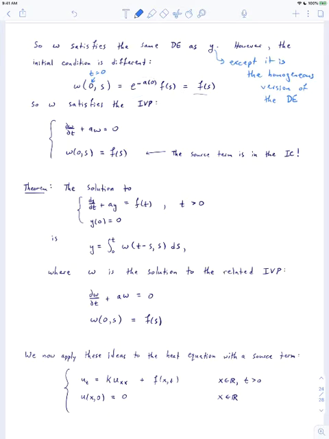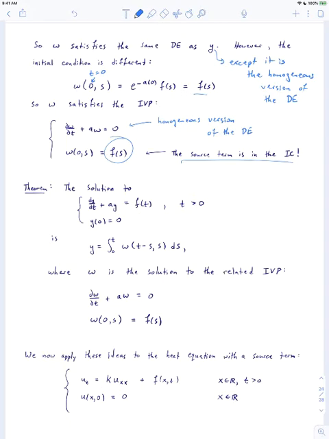So w satisfies this initial value problem. The differential equation, again, is the same, except it's the homogeneous version of the differential equation. And the initial condition now contains the source term. So the source term is now in the initial condition. We moved it away from the differential equation and into the initial condition. So this gives us a theorem.